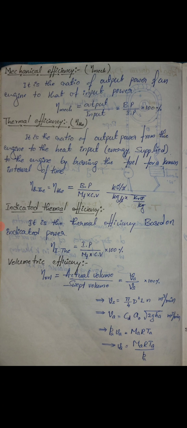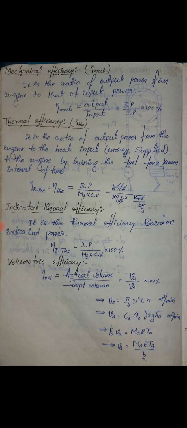Volumetric efficiency is nothing but actual volume by swept volume. It is VA divided by VS. VA is the actual volume, VS is the swept volume. Swept volume means the piston moves from one dead center to the other dead center, that is from top dead center to the bottom dead center. So that is called the total swept volume inside the cylinder.